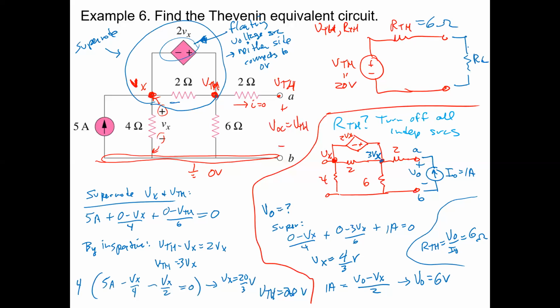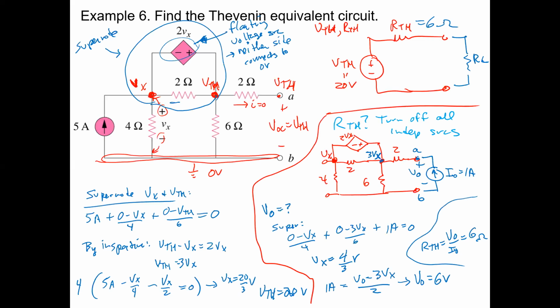Mason? Why is 1 amp equal to Vo minus Vx over 2? That's a nodal, that's the way we do an equation for a resistor. If we know this node here is Vo at A, that the node voltage here is Vo. So Vo minus, it should be Vo minus 3Vx, sorry. Thank you for catching that. Vo minus 3Vx over 2.